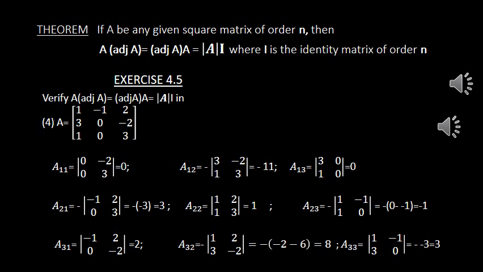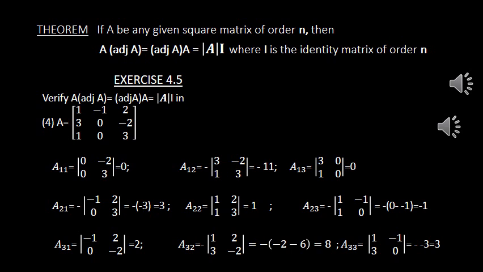Now let's do one question. It's from your textbook, page 131, exercise 4.5, question number 4. Verify A multiplied by adjoint A equals adjoint A multiplied by A equals determinant A into identity matrix I, if A is equal to the matrix 1 negative 1 2, 3 0 negative 2, 1 0 3.